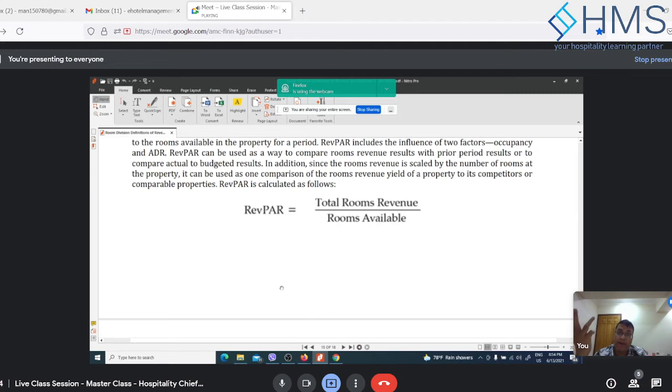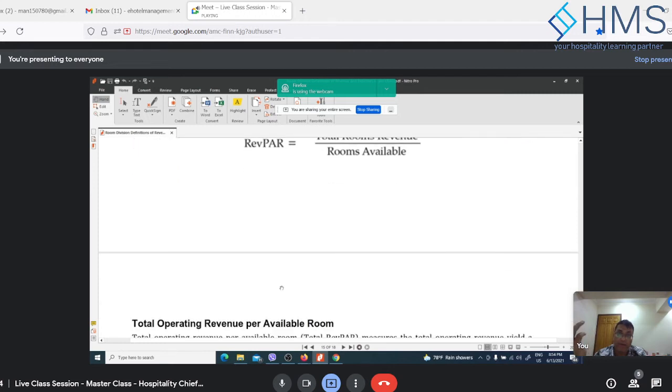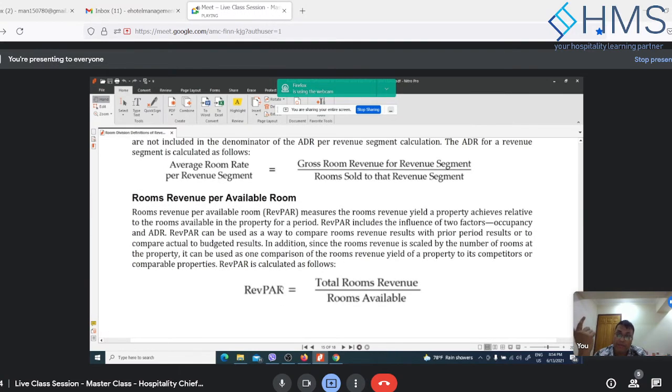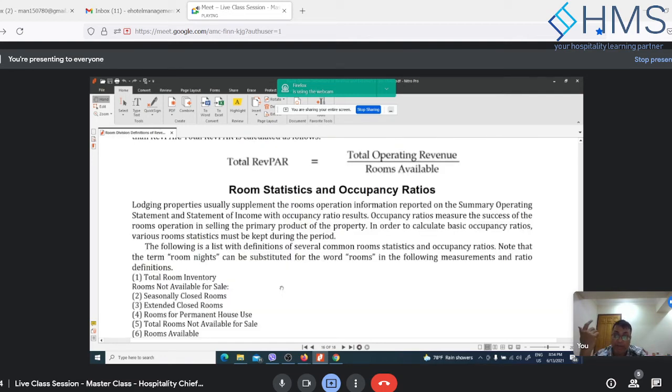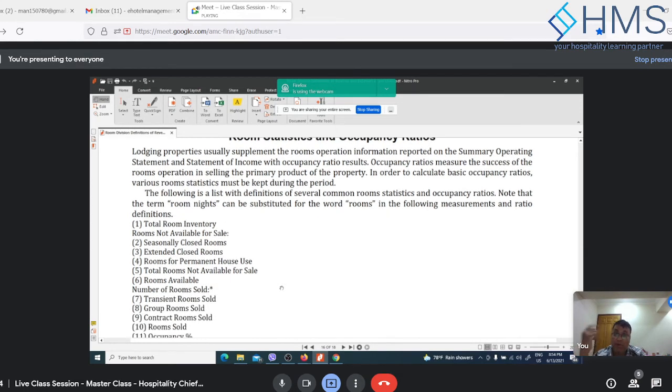So RevPAR is total room revenue divided by the rooms available. So what is the definition of rooms available? Here are the definitions. You will get this PDF automatically.